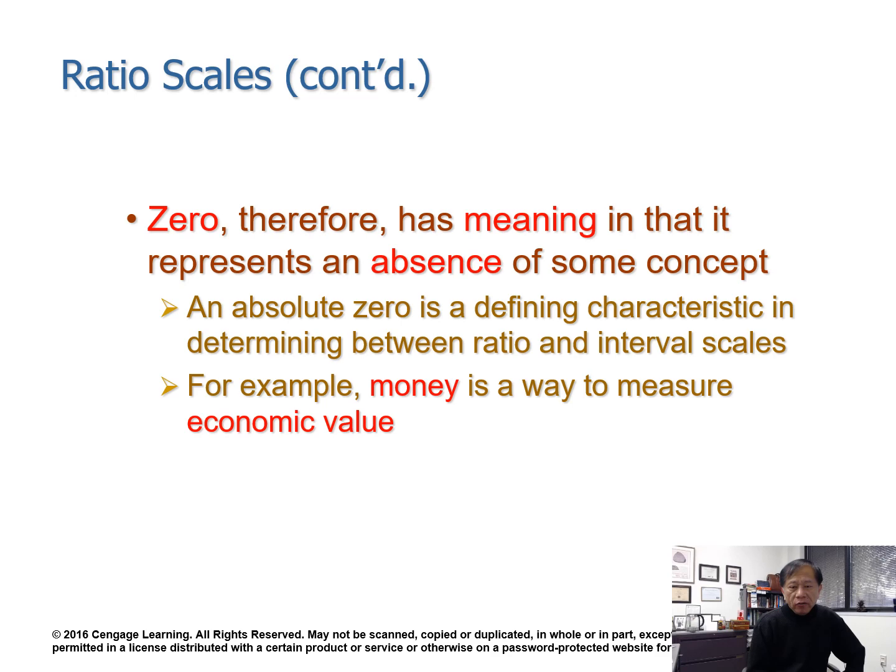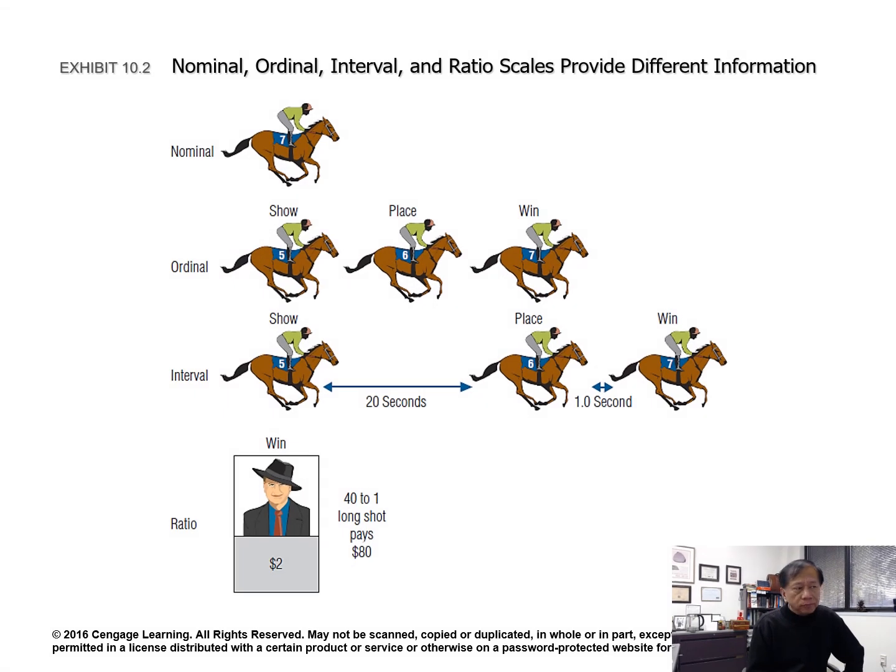Okay. For example, money is a way to measure economic value. It is a ratio scale. This chart shows a good illustration of the different scale levels. If you look at the first one on top, the horse number 7, this is just number 7.